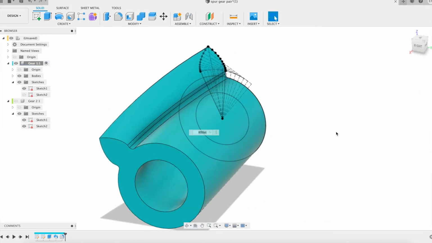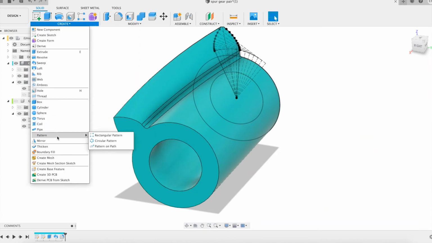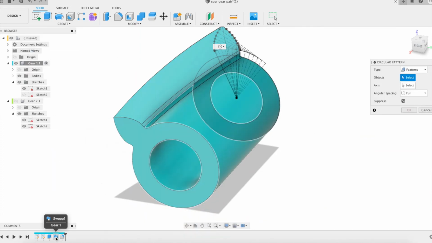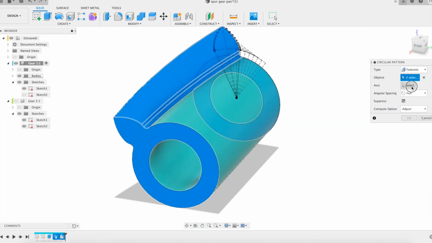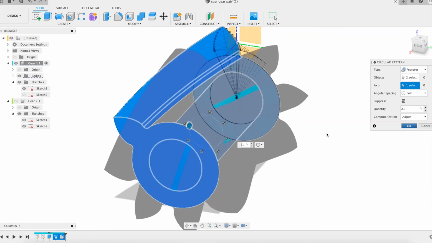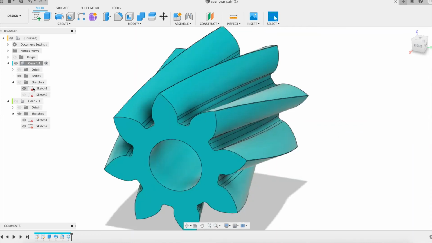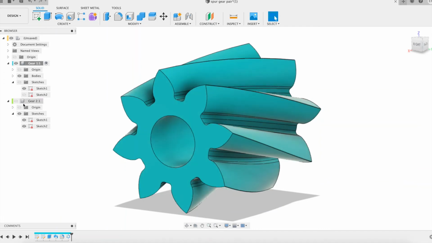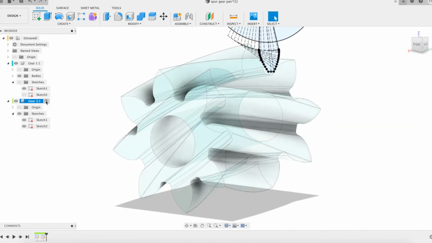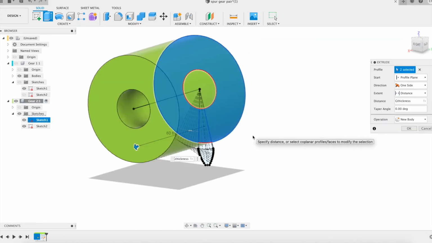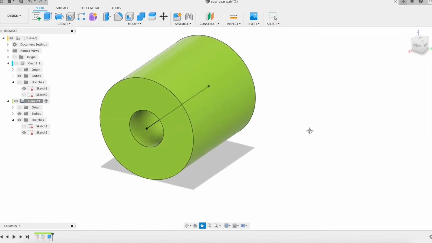I complete the modeling of the pinion by applying a circular pattern of the last two features, the tooth sweep and the fillet at its root. The circular pattern is applied as many times as given by the number of teeth. Unsurprisingly, the modeling of the gear wheel is similar to that of the pinion. One extrusion, one sweep, one fillet, and one circular pattern.